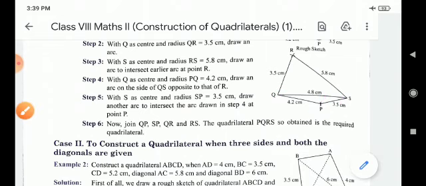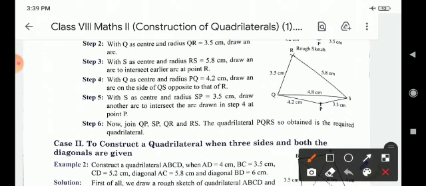Last step, that is step 6. Now join QP and SP and QR and RS. The quadrilateral PQRS so obtained is the required quadrilateral. Okay, children?